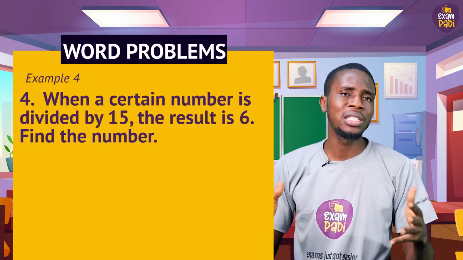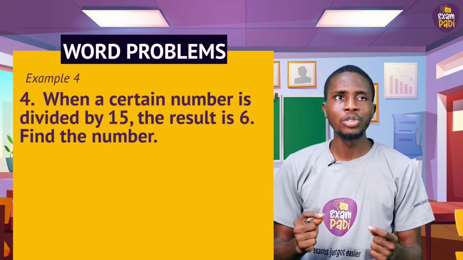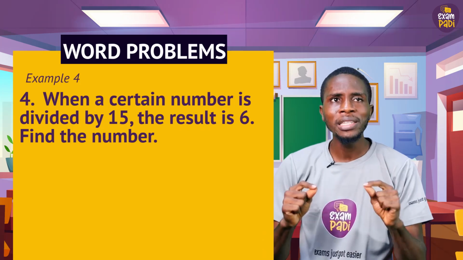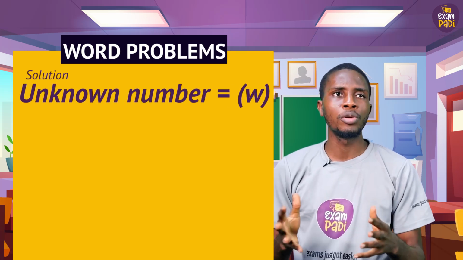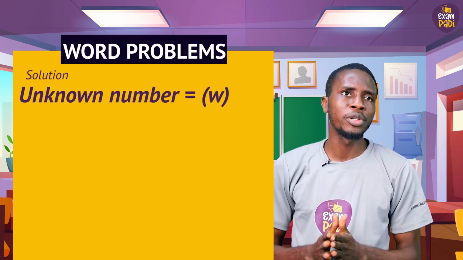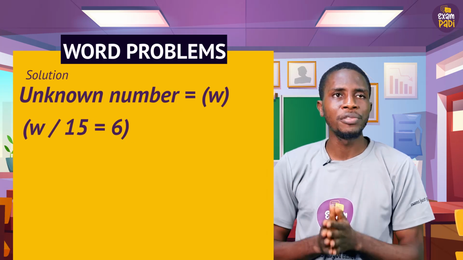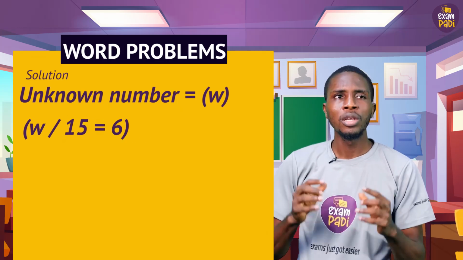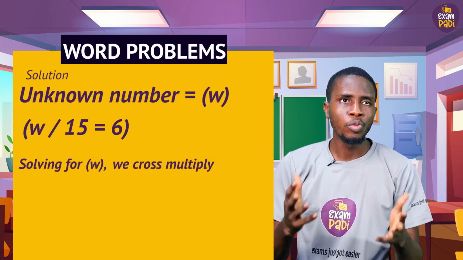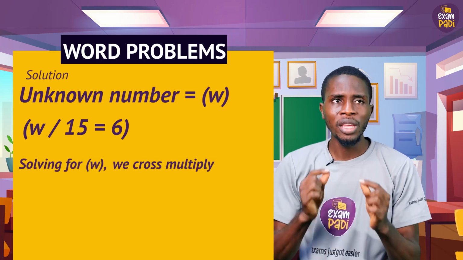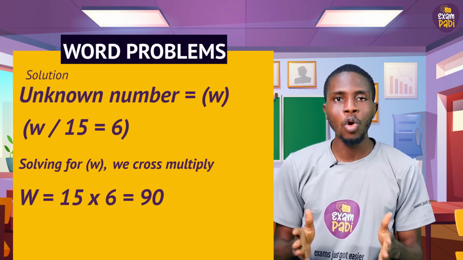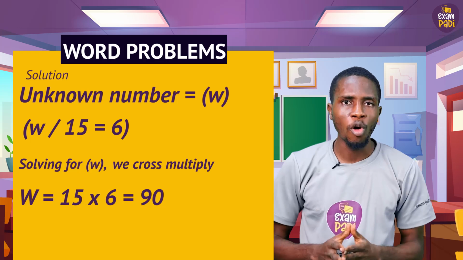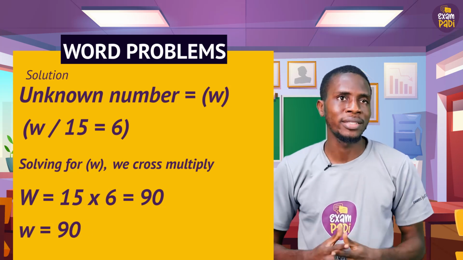4. When a certain number is divided by 15, the result is 6. Find the number. Solution. Let's call the unknown number w. We can write the equation as w divided by 15 equals 6. Solving for w, we cross multiply. Therefore, we have w equals 15 multiplied by 6, which equals 90. Therefore, w equals 90. We have come to the end of today's lesson.